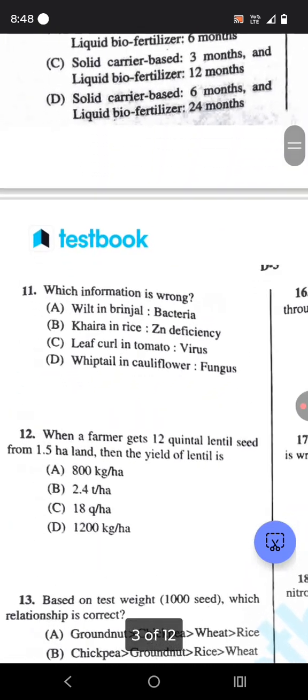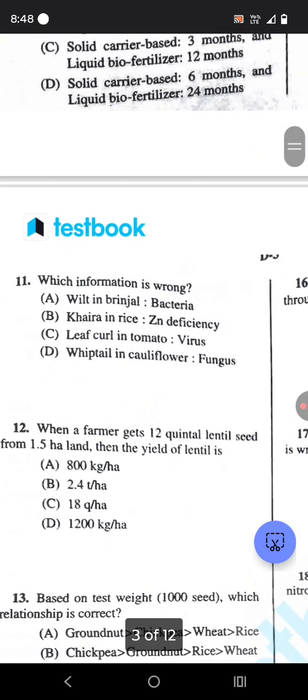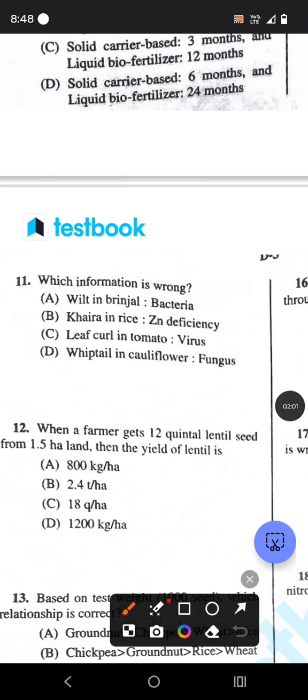Another question: which information is wrong? Option A is wilt in brinjal, that occurs due to the attack of bacteria, that is a true statement. Wilt in brinjal basically occurs due to the attack of Ralstonia bacteria. The bacteria name is Ralstonia, that is also a true statement.